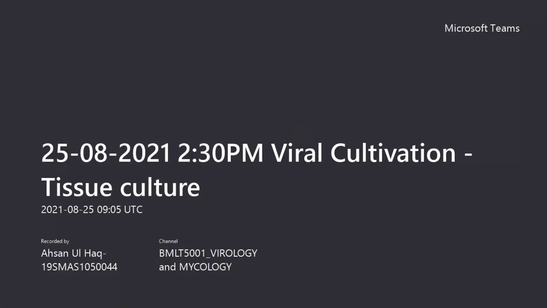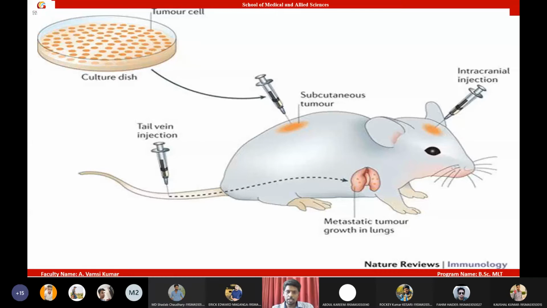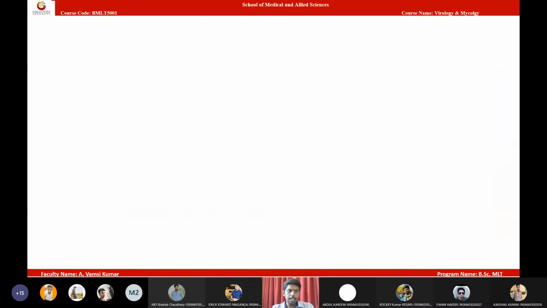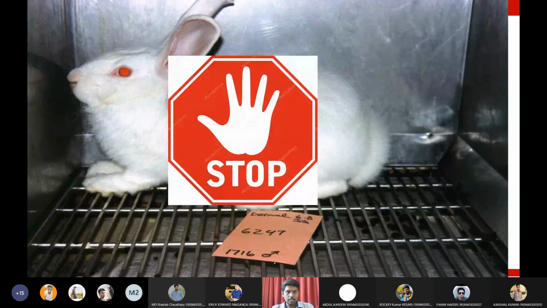Locations of the animal: intradermally, subcutaneously, intracranially, in the peritoneal cavity, or in various locations of the body, we can introduce the viruses, and we will study the signs and symptoms shown by the animal. So this is animal inoculation, and it is a very painful way of doing virological studies on animals. So we need to stop such activities.